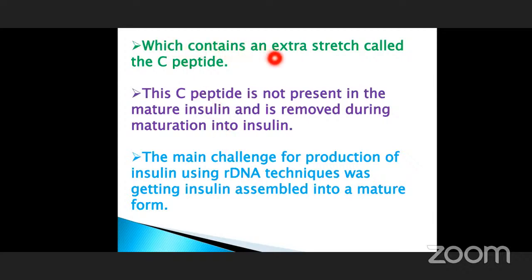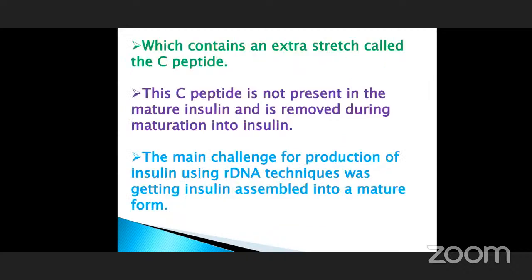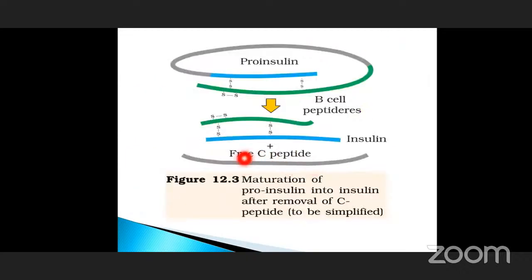which contains an extra stretch called C-peptide. So this is the C-peptide. This proinsulin consists of an extra stretch which is called C-peptide. This C-peptide is not present in the mature insulin and it is removed during the maturation into insulin. This C-peptide is removed and this proinsulin is converted into insulin.